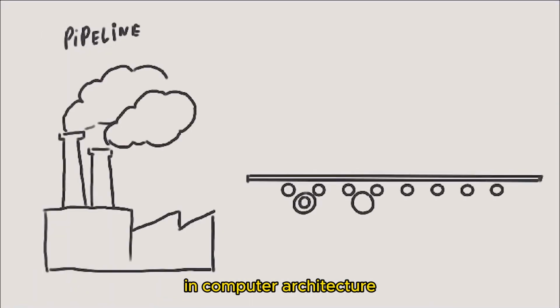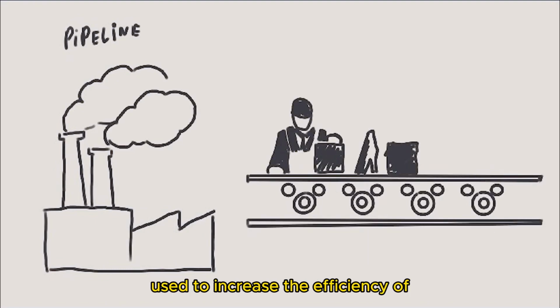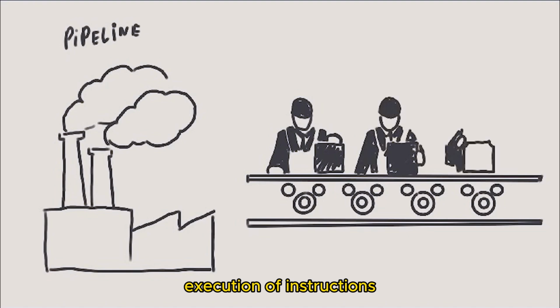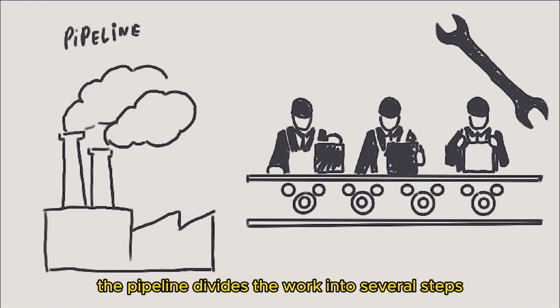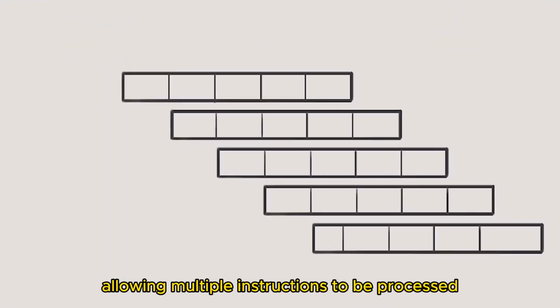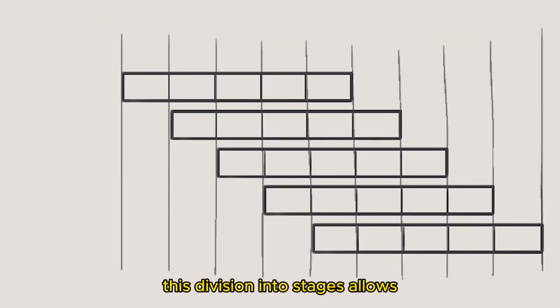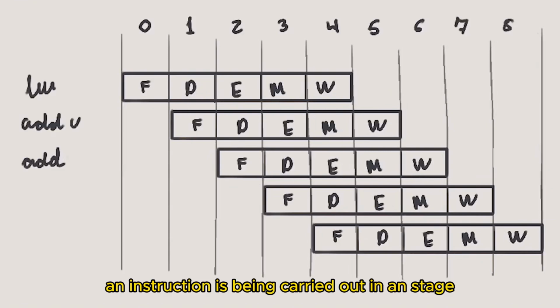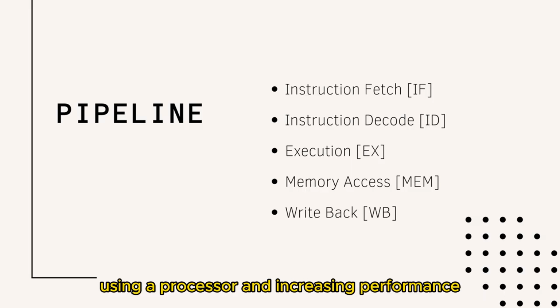In computer architecture, pipeline is a technique used to increase the efficiency of execution of instructions. Just like an assembly line in a factory, the pipeline divides the work into several steps, allowing multiple instructions to be processed simultaneously at different stages. This division into stages allows, while an instruction is being carried out in a stage, another to be fetched at a previous stage, maximizing the use of a processor and increasing performance.